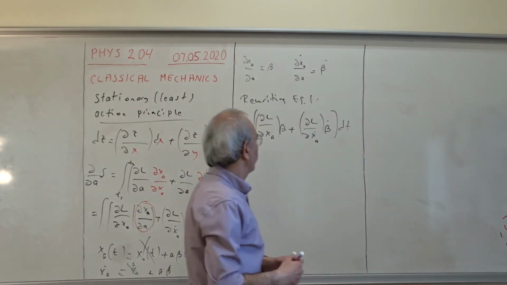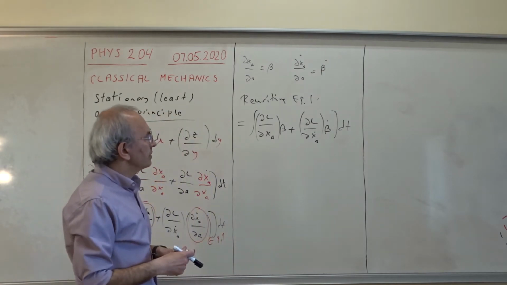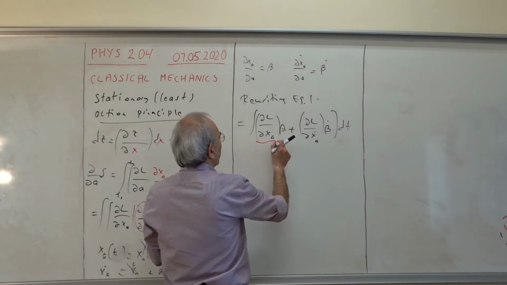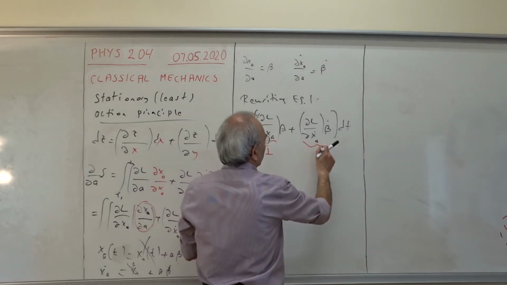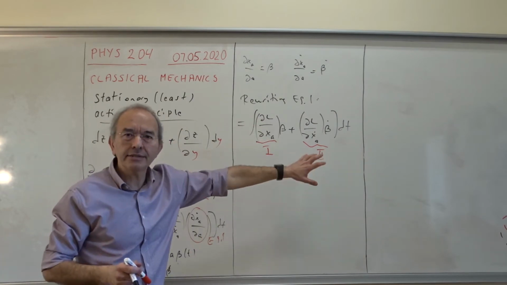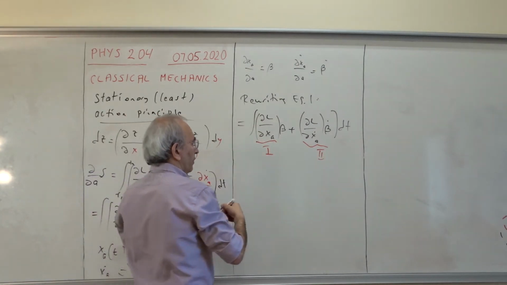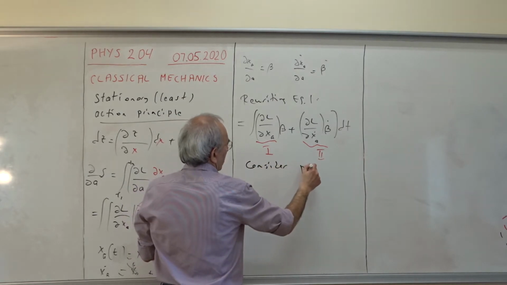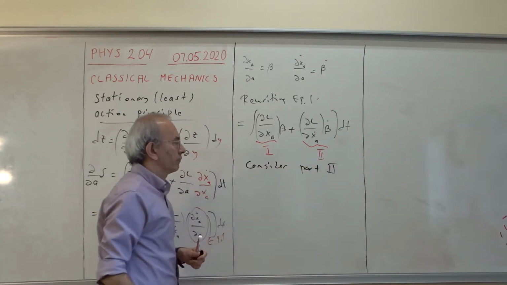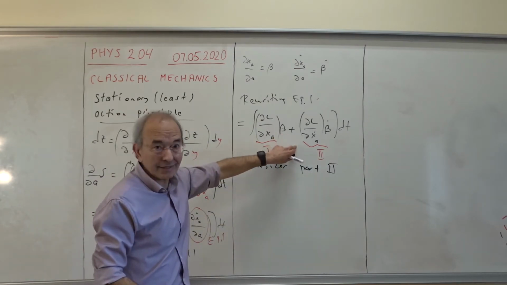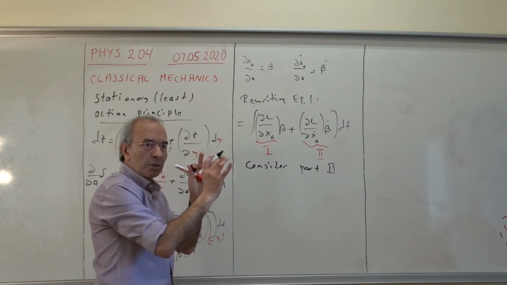How do we go further? Let's consider the second part. Let's call this the first part and this the second part. Leave the first part aside and consider the second part. We will come back to the first. What about the second integral? Let me just write it separately.